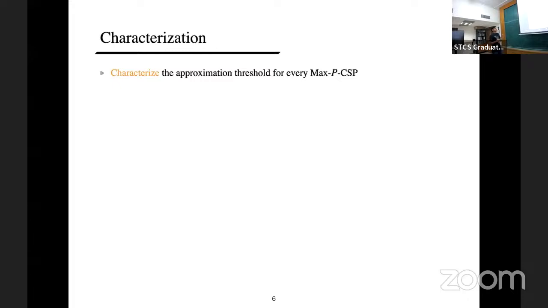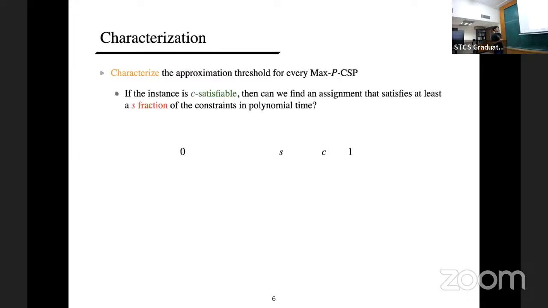So, in this series of papers, we are interested in characterizing the approximation threshold for CSPs. P is the predicate. P is always the predicate. Once you fix a predicate, it defines your problem. If you fix 3-SAT, it defines your Max 3-SAT problem.